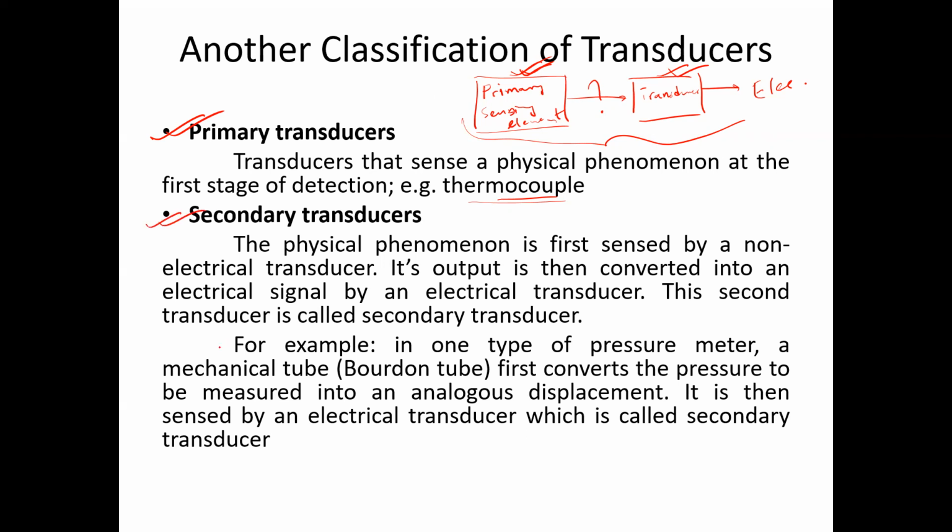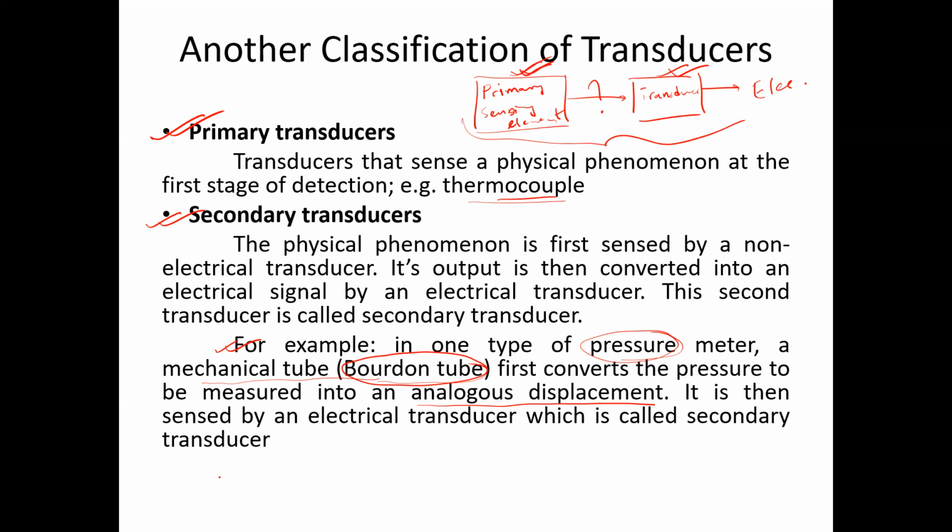And for example, here, for a particular pressure measurement equipment, often a mechanical transducer or mechanical tube called the Bourdon tube is used to detect the pressure first, and it detects the pressure and converts it into analogous displacement. So the displacement is later on converted into a desired electrical form.